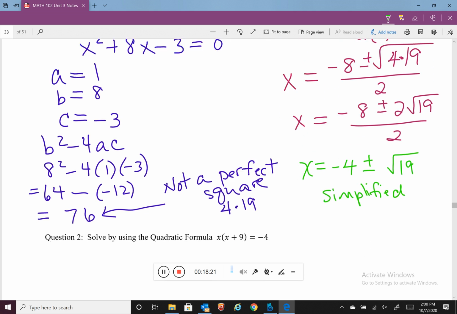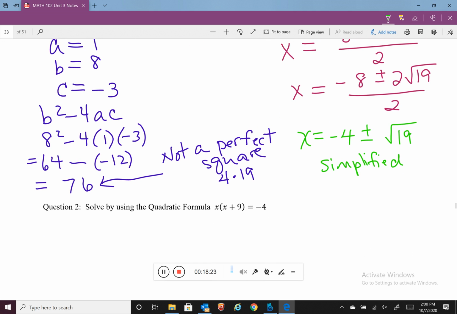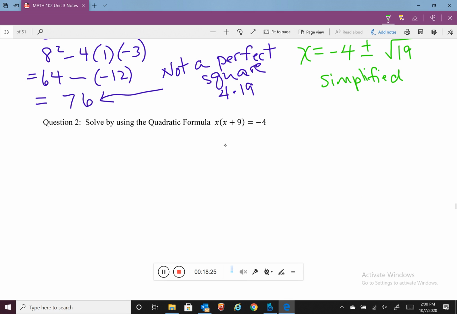And question number 2, you are asked to solve by using the quadratic formula for x times the quantity of x plus 9 equals negative 4. And make sure your answer is simplified.